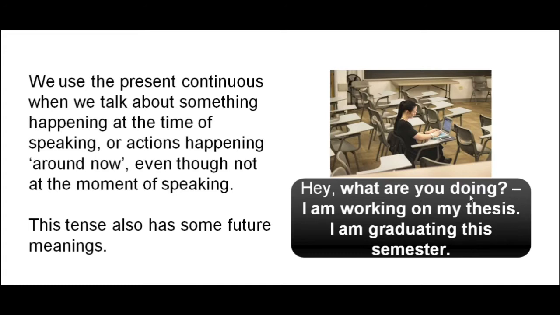Hey, what are you doing? I'm working on my thesis. I am graduating this semester. Note that in this sentence, the present continuous tense is used to talk about something happening at the moment of speaking and the future.